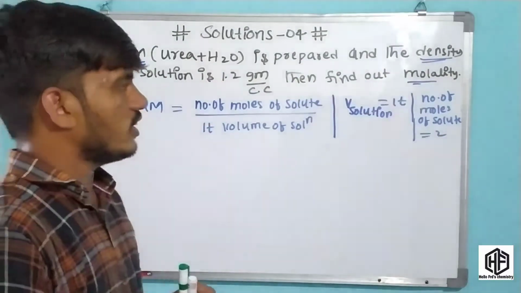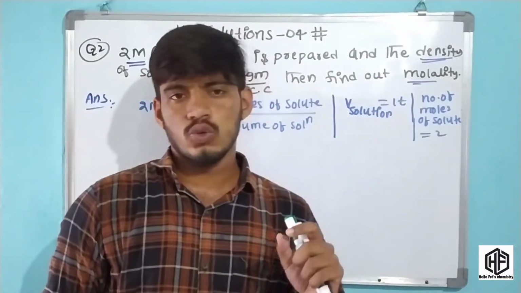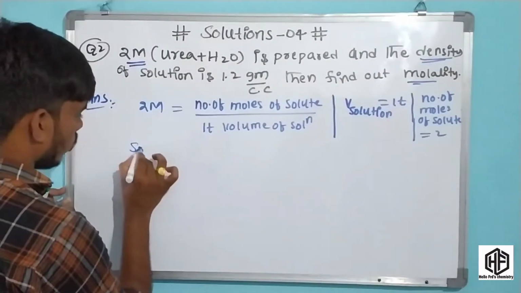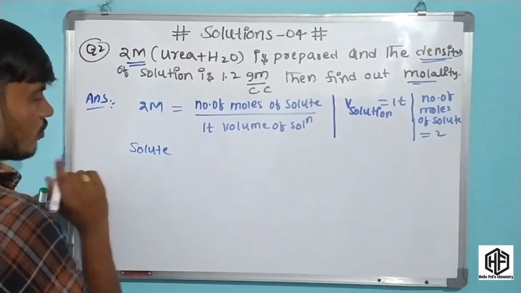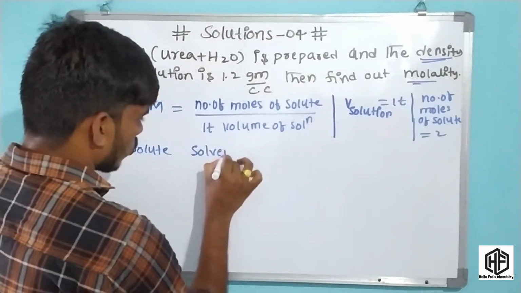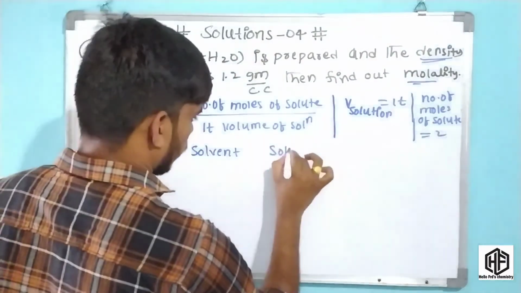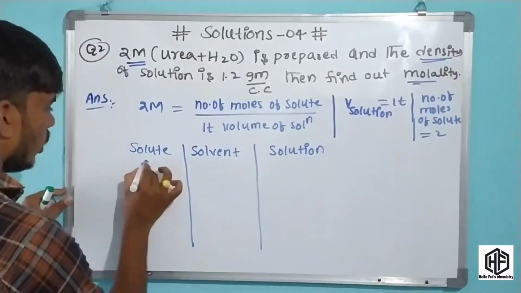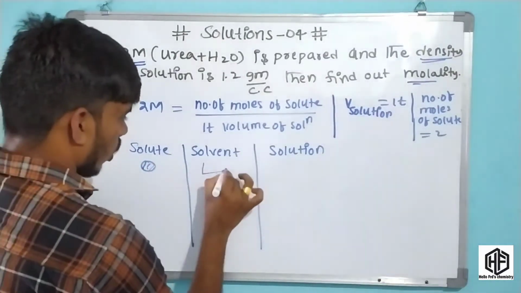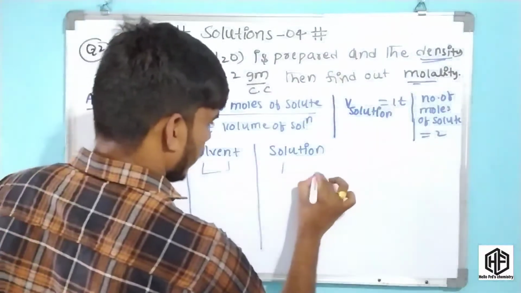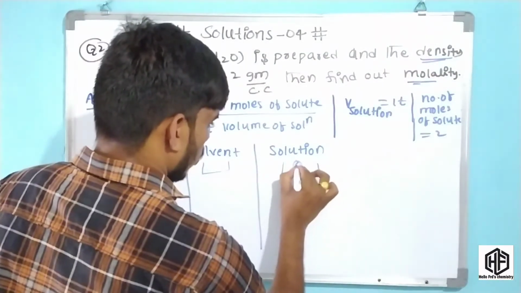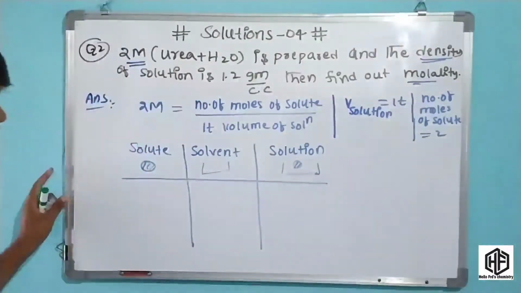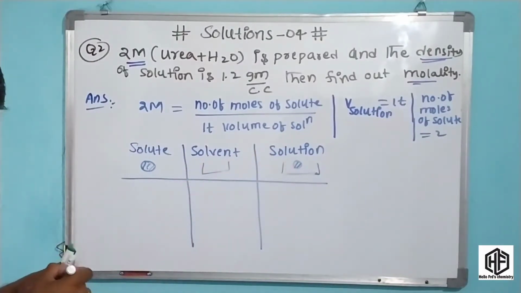Okay friends, now in these type of questions we have to represent a table. The table is like this. First of all, solute, what is the data for the solute, what is the data for the solvent, and what is the data for the solution. Solute is small amount, solvent is large amount, and solution is solute plus solvent. Okay friends, this is solute, solvent and solution.